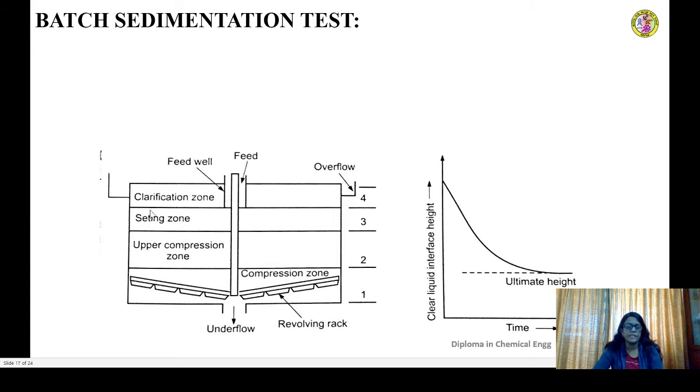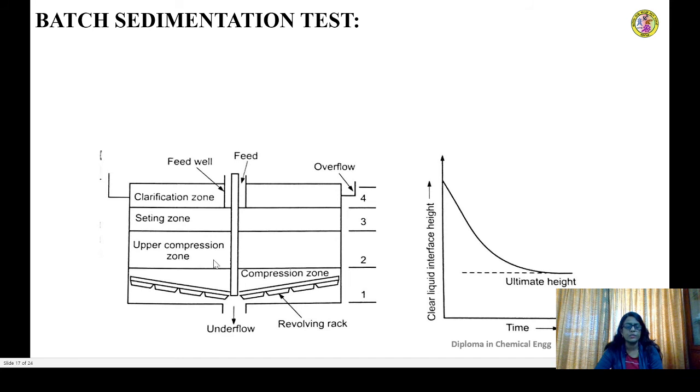So you can see here the various concentration zones that have set up in the settling process. The upper zone is the clarification zone, which mainly contains the clear liquid. This is a launder, through which you can take out this clear liquid as a product. Below the clarification zone is the settling zone, where the particles are in the settling condition.